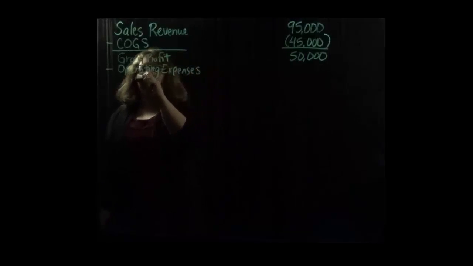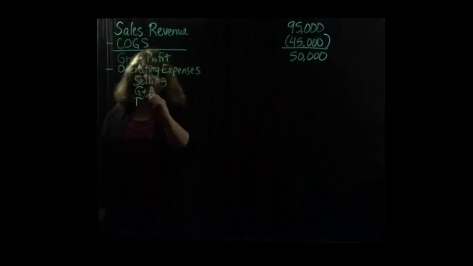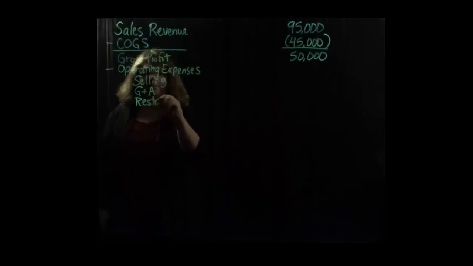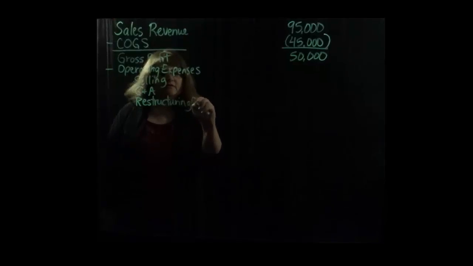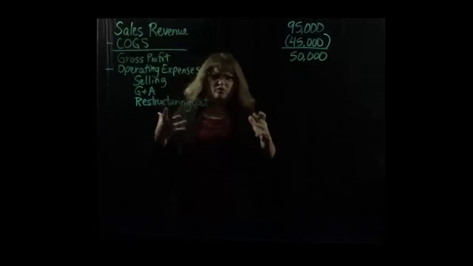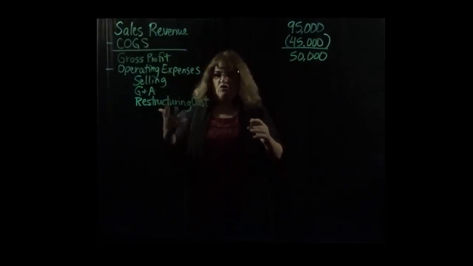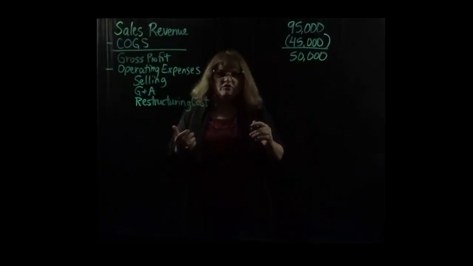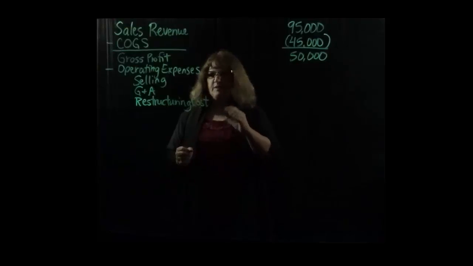and in this company we have selling expenses, general and administrative expenses, which we often abbreviate as G&A, and then restructuring costs. Now, restructuring costs might seem like the kind of thing that isn't part of normal operations because it seems like a once-in-a-while kind of thing. But some companies, in fact, restructure themselves and incur those kinds of costs every year. So the FASB has decided that restructuring costs are going to be part of regular operating expenses.